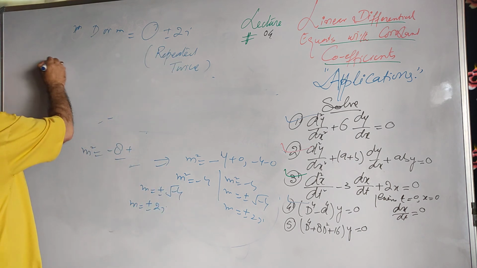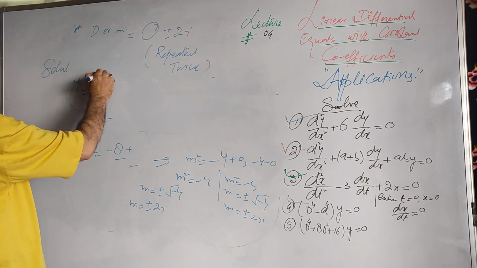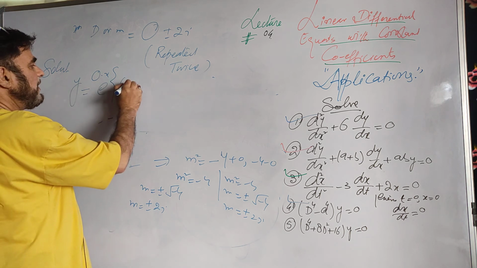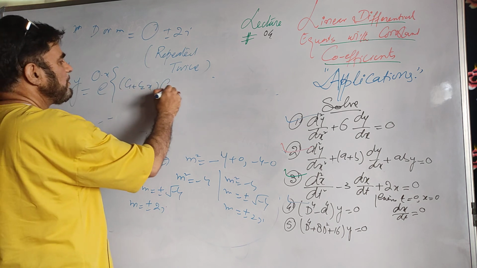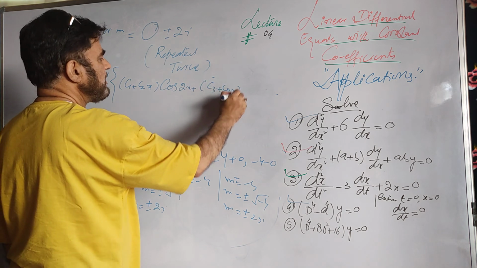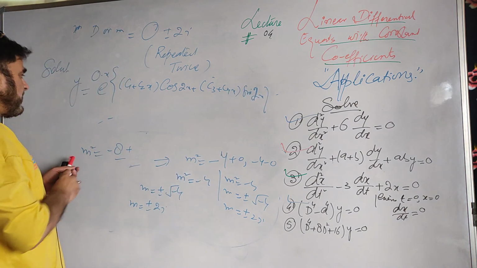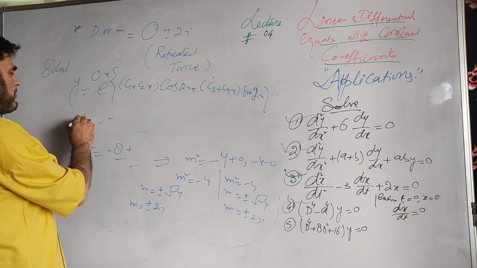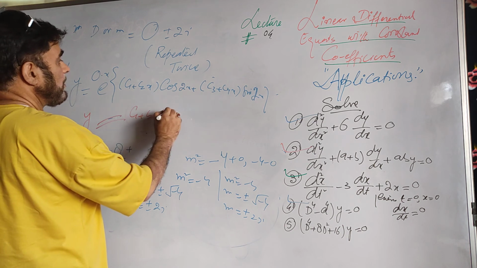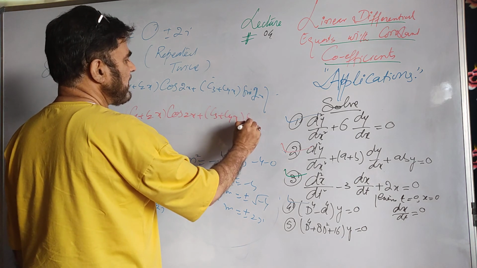So what is the solution? The general solution, in the repeated case, is y = e^(0x), the real part is 0, then you have to introduce two constants in case of repeated roots. Please go through the repeated case. It is (c1 + c2x) cos of the imaginary part, which is 2x, plus (c3 + c4x) sin 2x. So in this case you get the solution y = (c1 + c2x) cos 2x + (c3 + c4x) sin 2x.